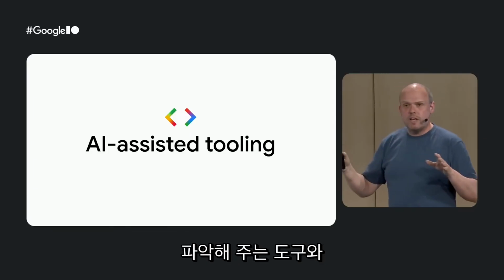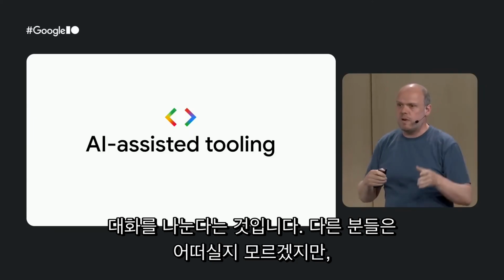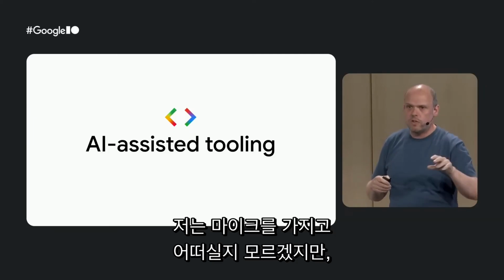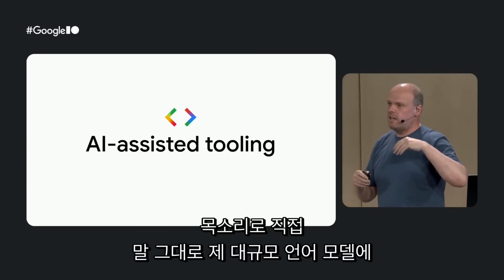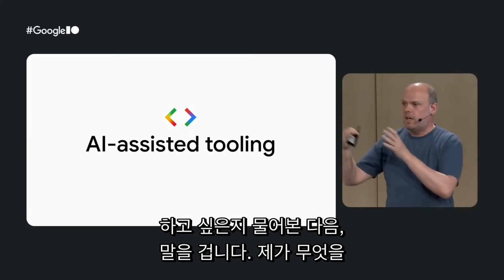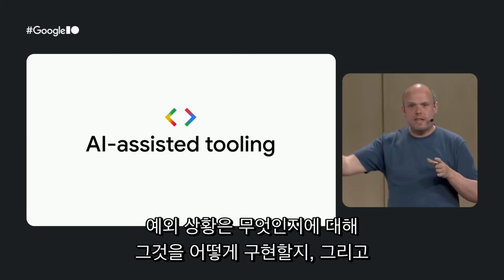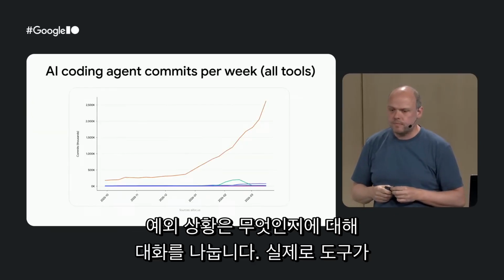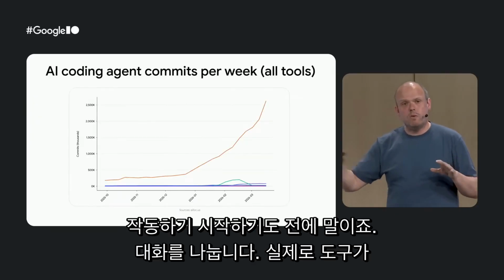I don't know about everyone else, but I actually have a microphone. I just use my voice to literally talk to my large language model. I ask it what I want to try and do, and then I have a conversation about how we're going to achieve it, edge cases, and that's before I then get it to start to work.